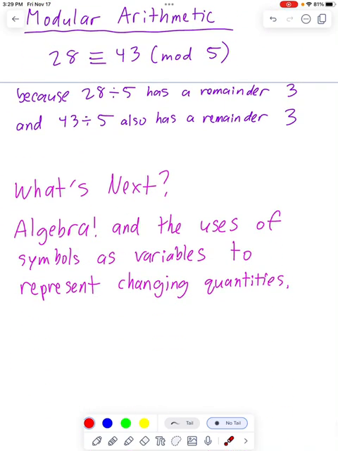And that's it. That is as much arithmetic as I could think of over the past couple days. So what is next? Algebra is next, and the uses of symbols as variables to represent changing quantities. This idea of variables turns out to be very powerful.